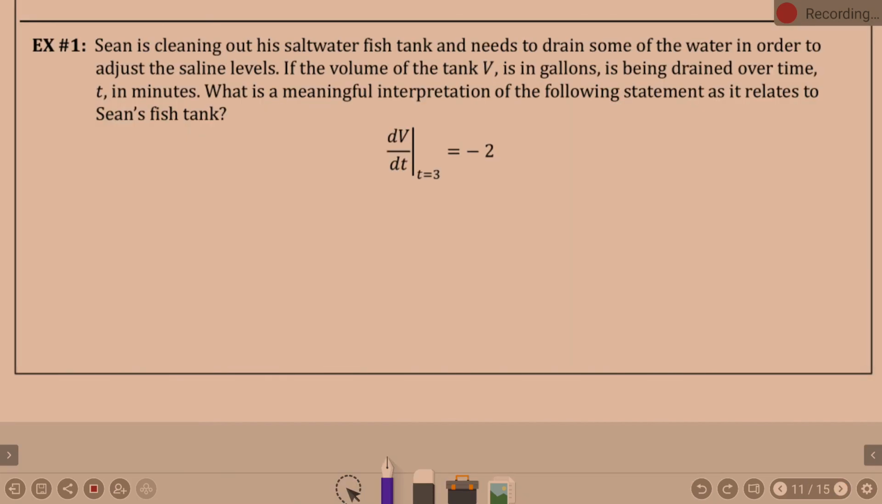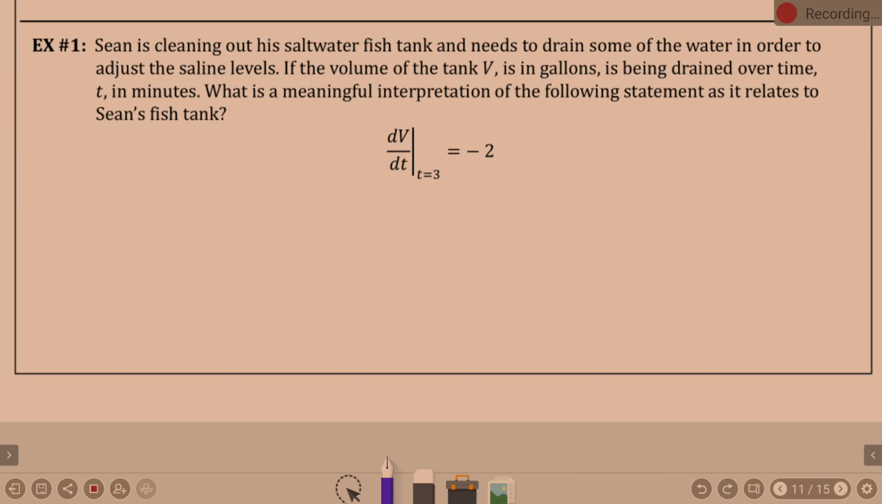Okay. Looking at some examples. And again, a lot of it is interpretation. Understanding what these things mean. This interprets into free response questions. How would you interpret something? How would you label something?